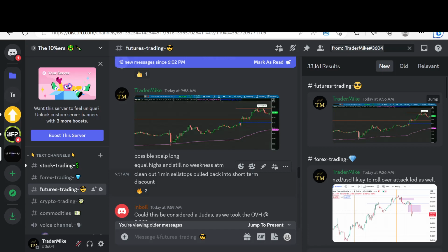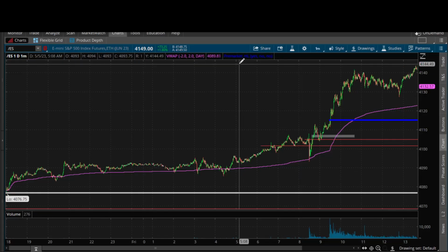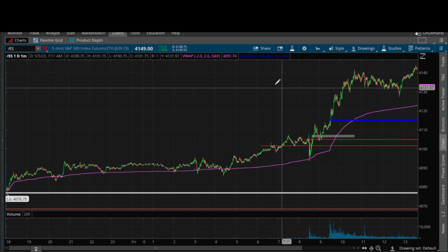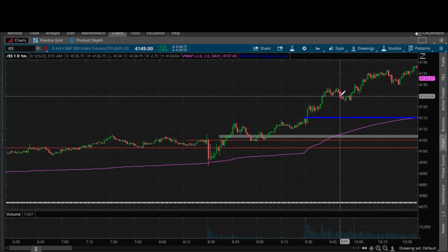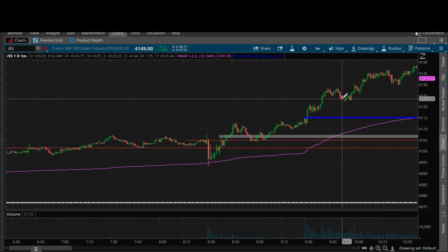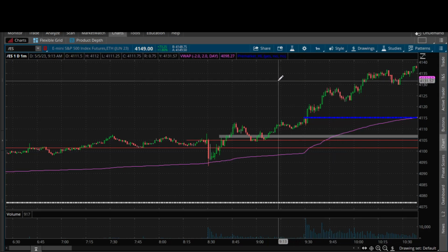Cleaned out 1 minute sell stops, pulled back into short-term discount. This was right after the first 30 minutes. Right here, you see this? This is that pullback that I put in chat. Why is this interesting? Because some of you might be thinking that's too expensive. I used to think like that a lot as well. But again, listen to price. So these are those sell stops.